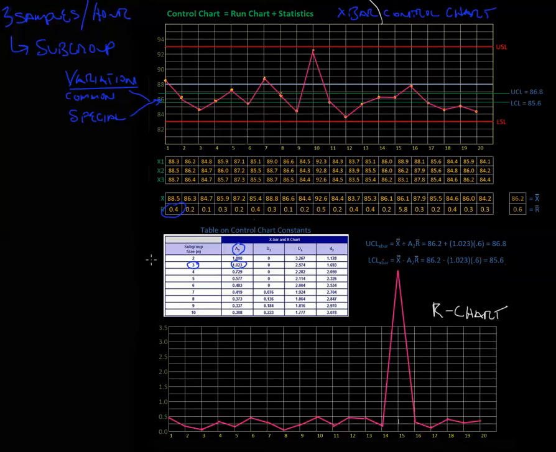Okay, so here's the formula. Let me pick a different color. I'm going to write this over here. Our formula for the range, we'll say our upper control limit for our range equals D4 times R bar, and our lower control limit for our range equals D4, I'm sorry, it's D3. Let me back that up there.